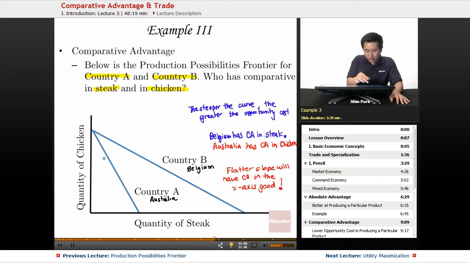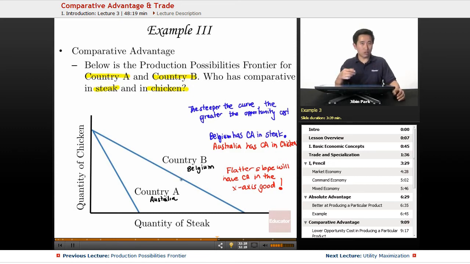So conversely, the steeper slope is going to have comparative advantage in the y-axis. So country A, or Australia, has comparative advantage in chicken, and country B, or Belgium, has comparative advantage in steak. So that's one way to figure out comparative advantage without even doing the math here. If you're more graphically oriented, you might be able to use this trick, particularly on a multiple choice question where you might not have enough time to work this out. Obviously, if you have time to work it out mathematically, then this method is not required.